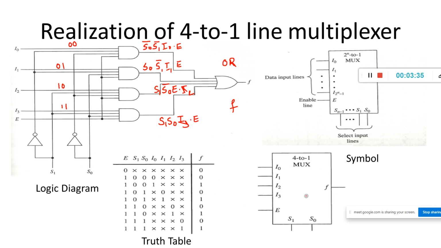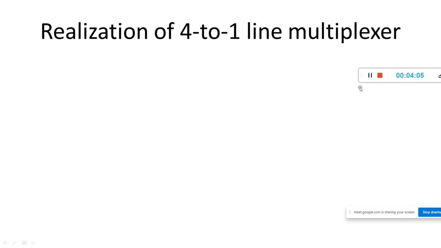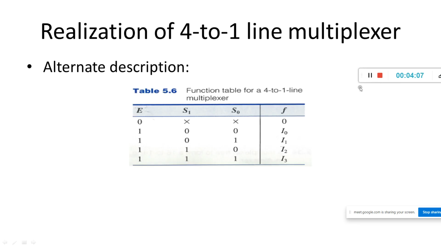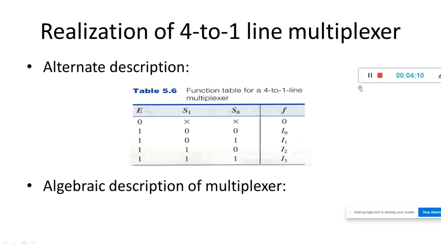Then this is the 4:1 mux symbol. I0, I1, I2, I3, E enable line, S1, S0 select lines, 1 output line. This is the generalized symbol of a multiplexer. 2 raised to n data lines, E enable line. Next, S0 to Sn minus 1 select input lines. This is the generalized multiplexer symbol.